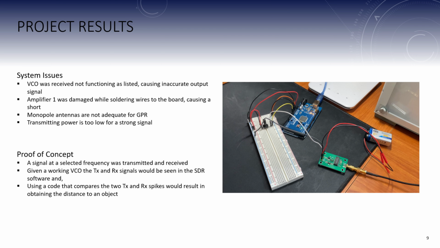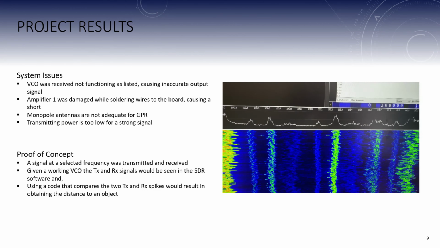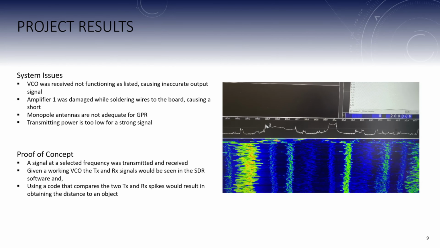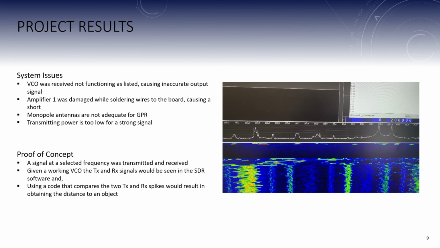So here's a short video showing that the VCO, when given a certain voltage, does not output the correct frequency. As you can see, the frequency is very sporadic and in multiple places.